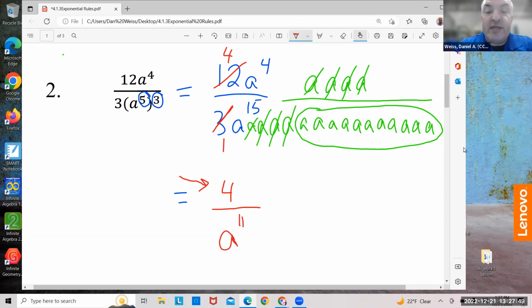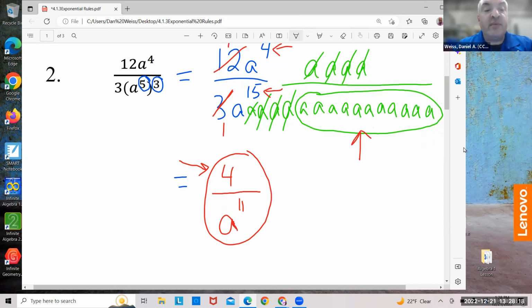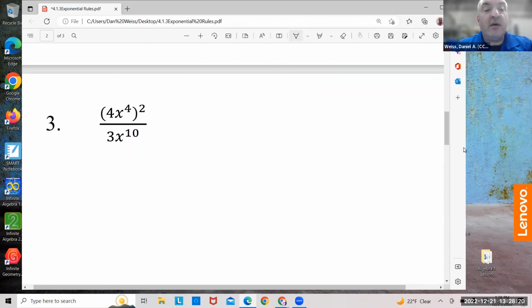Your answer needs to have all positive exponents, right? If you were to say, well, this 4 minus 15 would be negative 11, that's true. But we want you to leave it as a positive exponent, so we're just going to write it like this. There are 11 a's on the bottom of the fraction, so it's a to the 11th on the bottom. All right, next. How about this one?